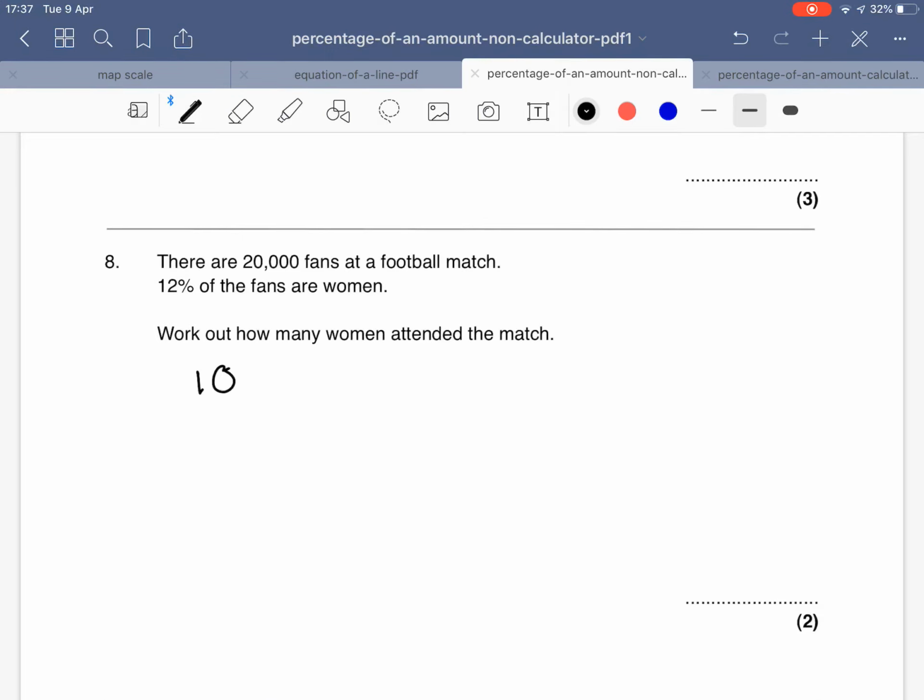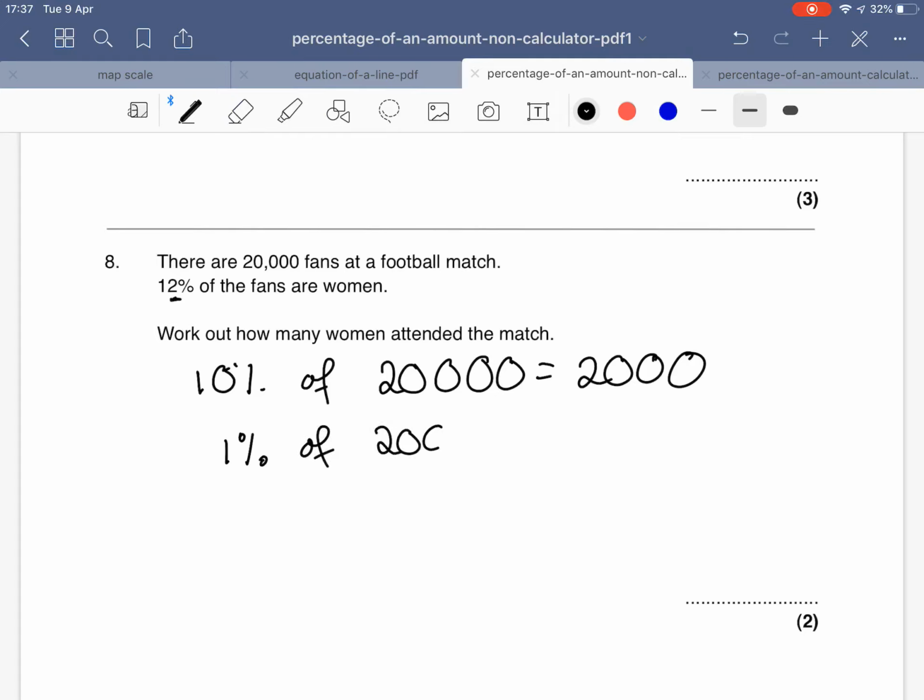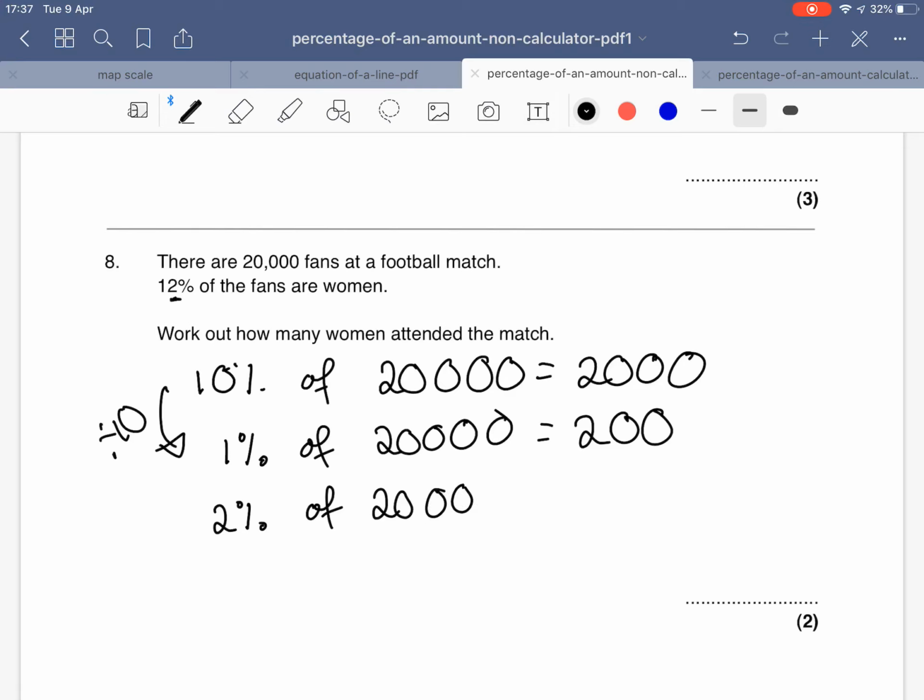Right, so 12%, we can find 10% of the 20,000 by taking off one of those zeros. So 10% is 2,000. I now need that extra 2. So I've already got 10, I need the 2%. I could find 1% next, and so that is dividing this by 10. So that is 200. I could then find the 2% by doubling that. So double 200, so I'm timesing the 1% by 2, which is 400.